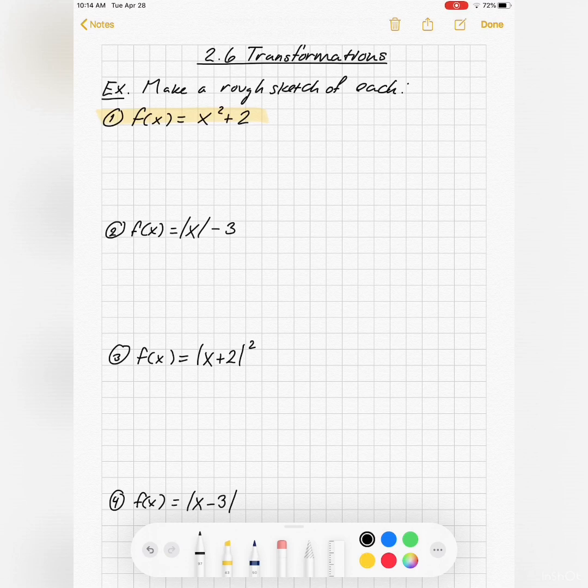First thing I have to do is identify what the base graph is. In other words, what family this guy belongs to. So this guy is a y equals x squared. Okay, so that means I have a parabola. Okay, so really rough sketch.